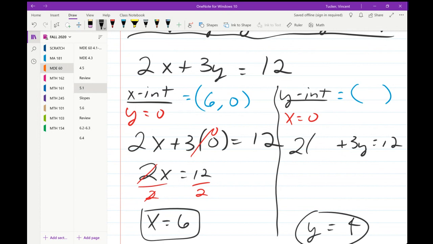All right, for the next one, same thing, but in reverse. Look for our y-intercept, so we're going to let x be equal to 0. Plug in 0 for x. 2 times 0 gets 0. So that leaves you with 3y equal to 12. Divide by 3, y is equal to 4. So this ordered pair would be 0, 4.